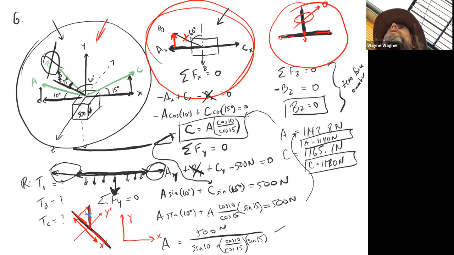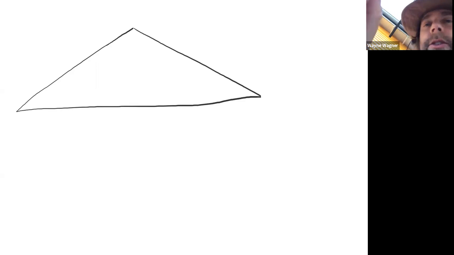I wish I could bring this one up on my screen because it would make for a much neater drawing. But let's see. So we've got this truss, and I'm going to draw it quite large because we're going to do our work on the truss. Okay, so we've got a pin connection here. We've got a roller here.